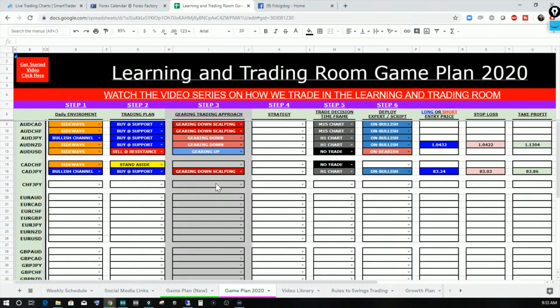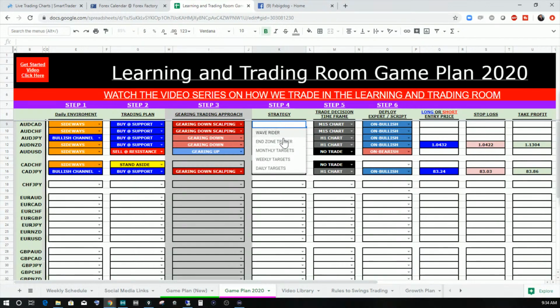This is the new document. In fact, it's available right now. You can see below it says Game Plan 2020. That is the idea here, to create a game plan. And then step 4 will be deciding what type of strategy we're using.